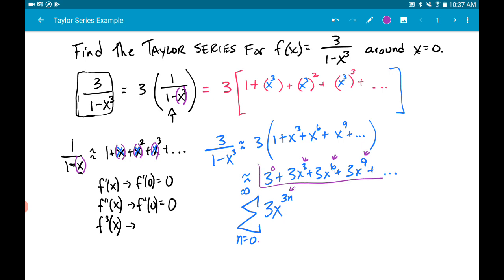So this is the series, and here it is represented with sigma notation. Things to think about.